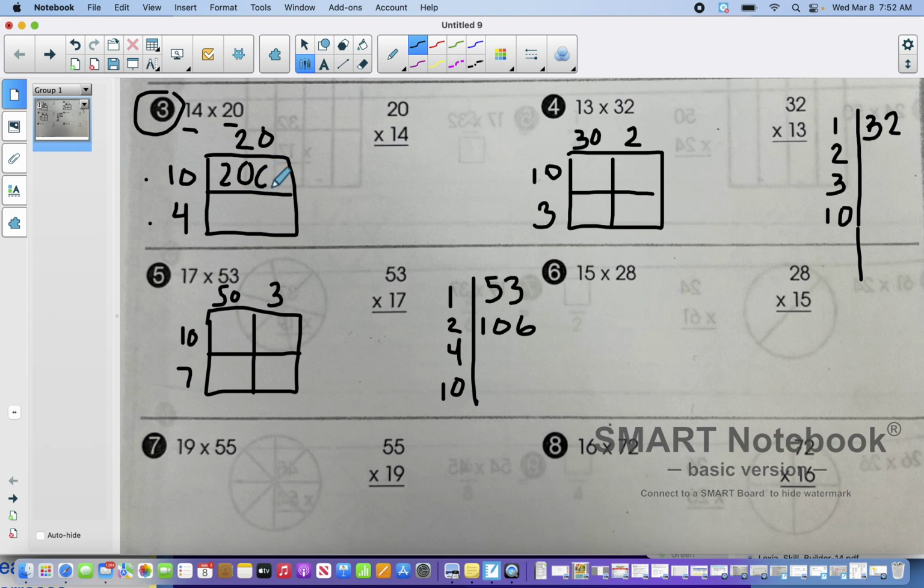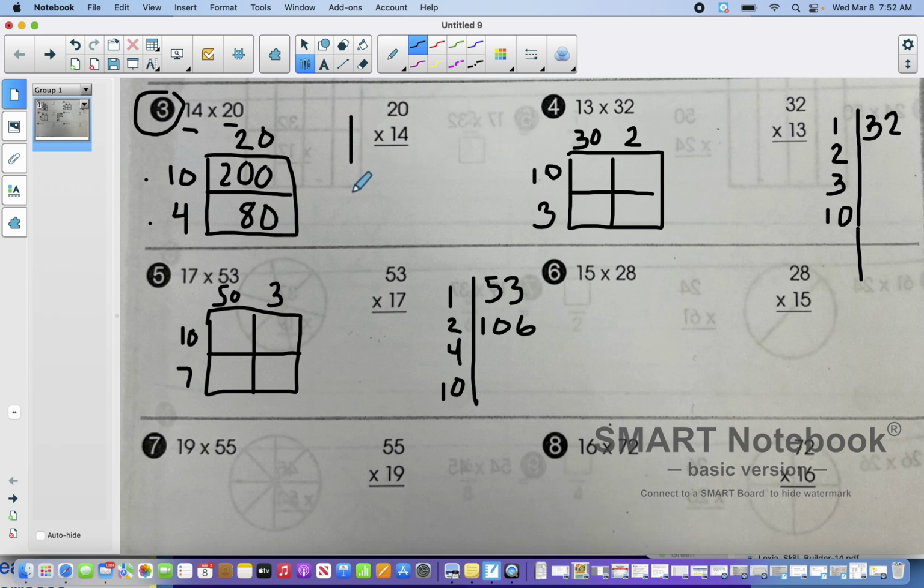You can count by tens, 10, 20, 30, 40, 50, 60, 70, 80, 90, 100, and then keep going. Count by your multiples of 10. Same thing with 4 times 20. You can count by multiples of 20. 20, 40, 60, 80. Then you would just add those together.